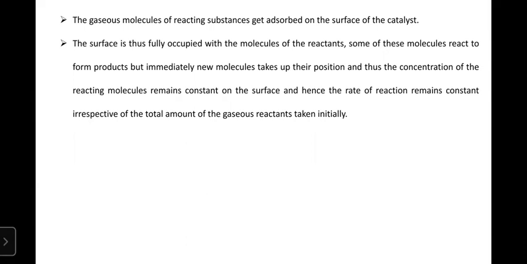Some come, some go, right? Like that, some new molecules come, get adsorbed on the surface of the catalyst, then are converted into product. So the concentration remains constant at the surface, and hence the rate of the reaction remains constant irrespective of the total amount of the gaseous reactant taken initially. This is the best example for a zero order reaction. So here it is concentration independent, right?